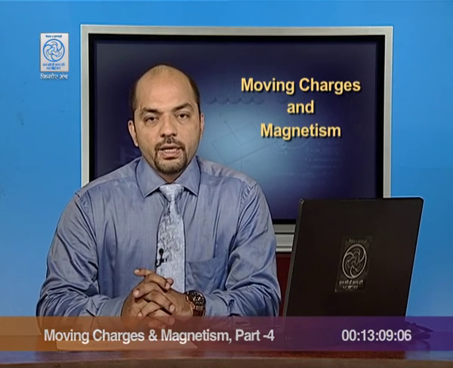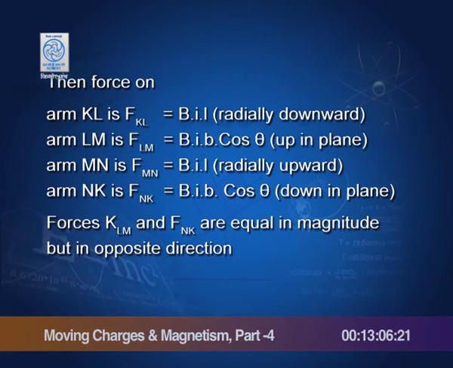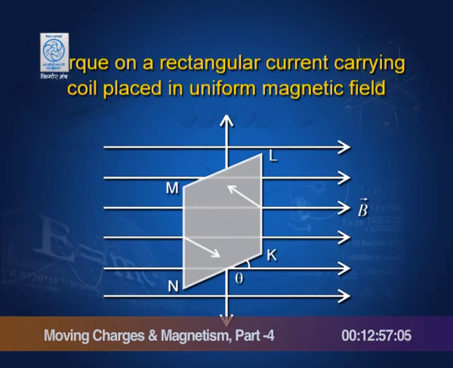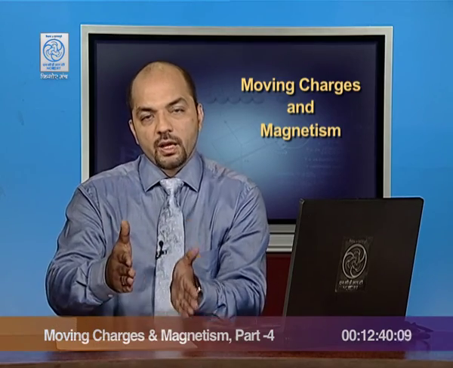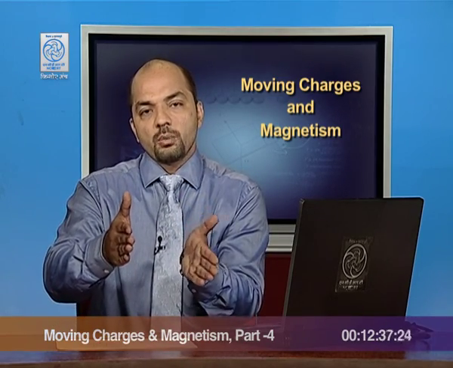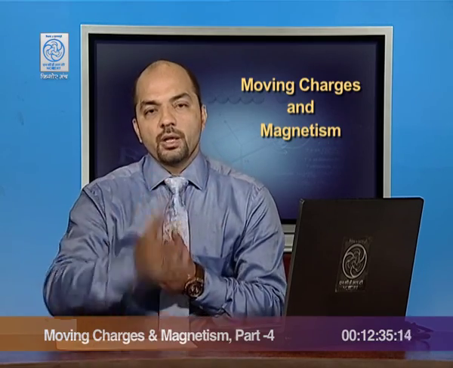From the situation, it is very clear that forces F_LM and F_NK are equal in magnitude but in opposite direction. So, they cancel each other, whereas the force KL and force MN are equal in magnitude, opposite in direction. These two forces are forming a couple. One force is acting downward, second force is upward. The two forces form a couple which tries to rotate the coil.